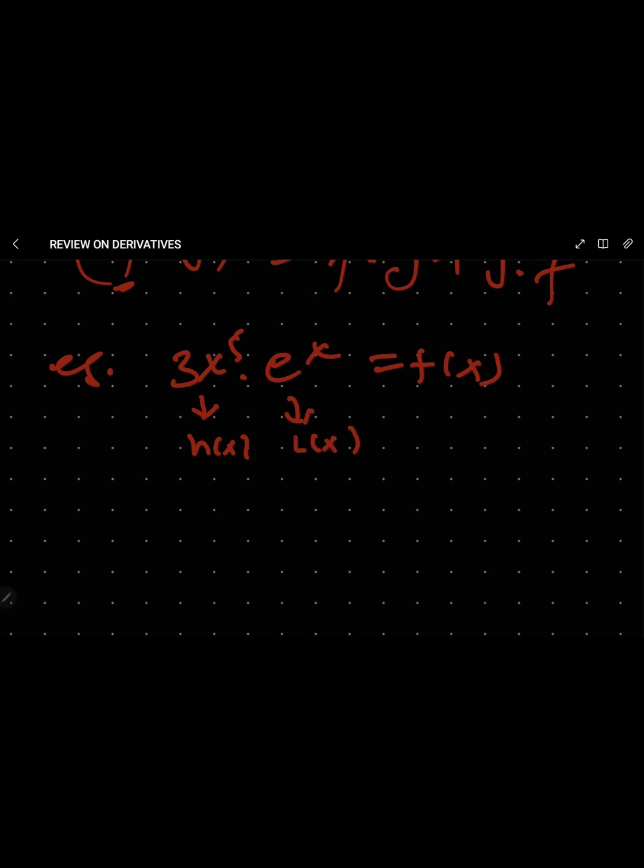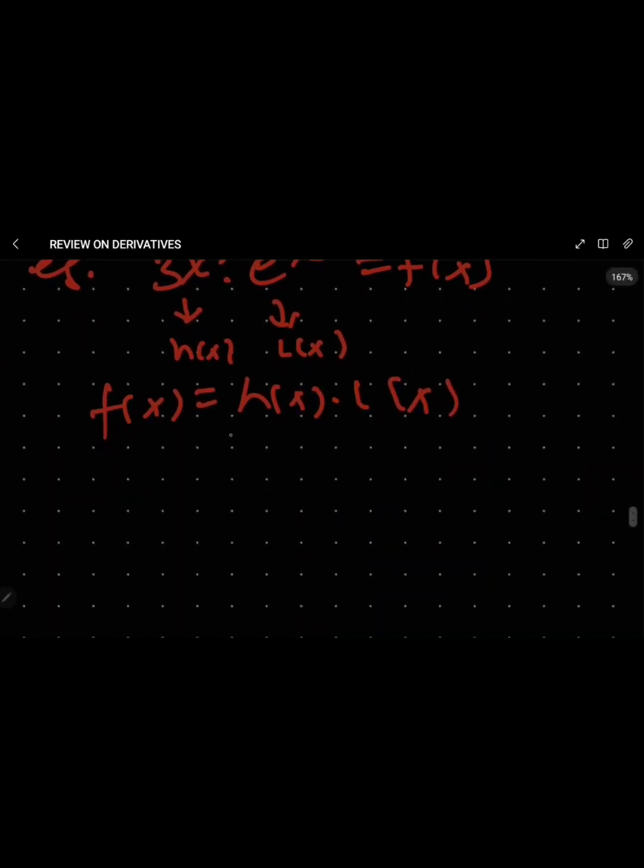That is the separation, and we are going to see that f of x, a given function, is a product of h of x and L of x, the product function. So what is the derivative of this product? H derivative of x times L of x plus L derivative of x times h of x is the derivative.